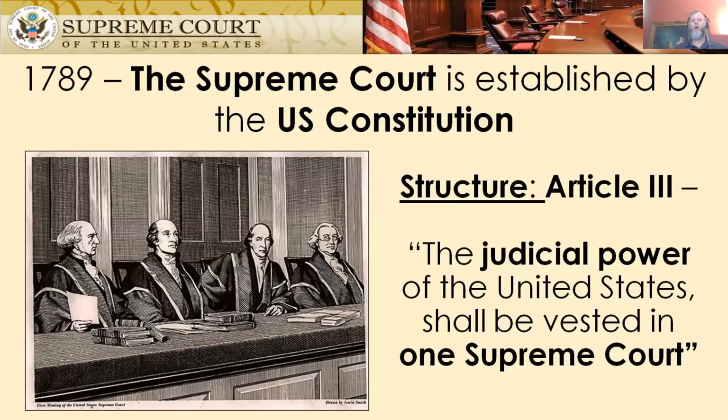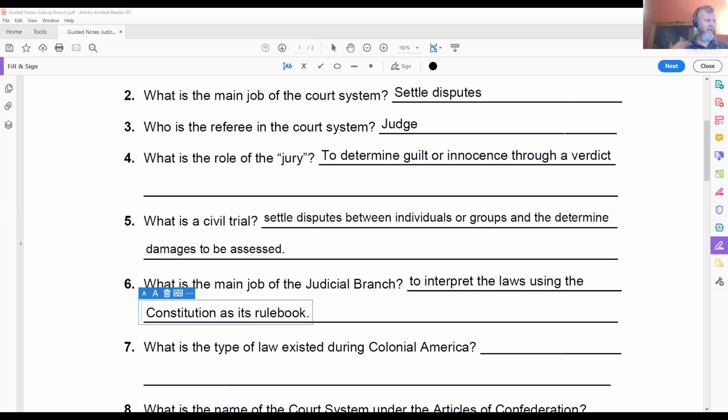So once the Constitution is written, the Constitution establishes one court, a Supreme Court, and this will become the top court across the United States. So let's jump back over to our guided notes.